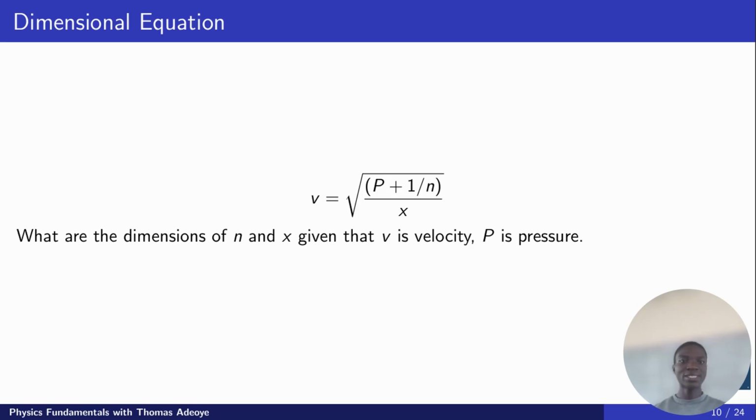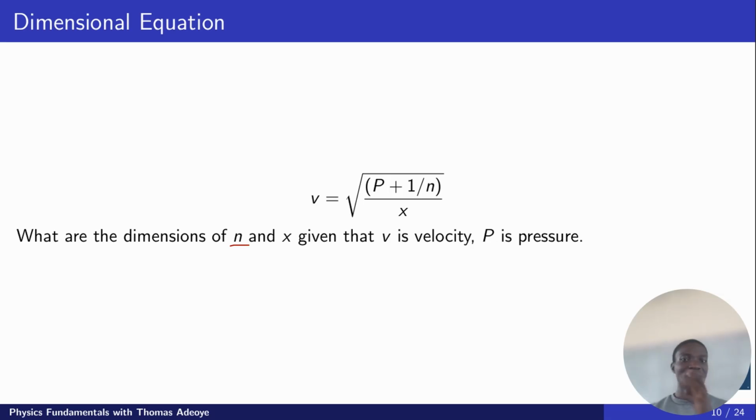Okay, so look at this equation. Look at this question. Now we have V equals P plus 1 over N over X. Then what are the dimensions of N and X, given that V is velocity and P is pressure? Okay, so now I would love to solve the first question first, which is to find the dimension of N. Let's do that up here.